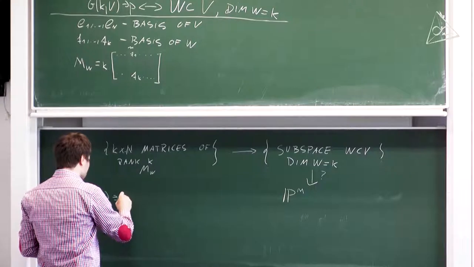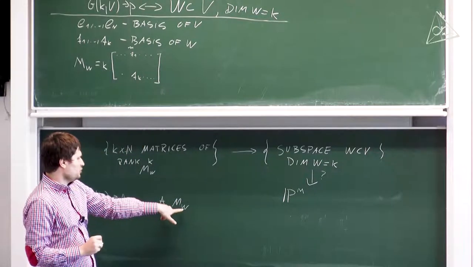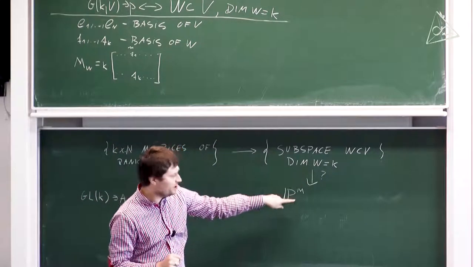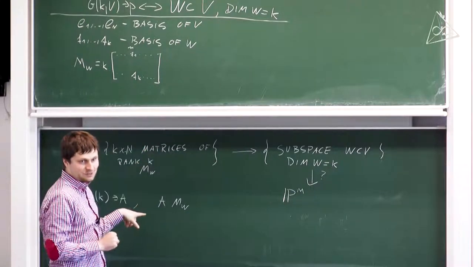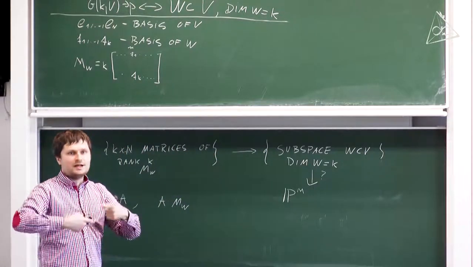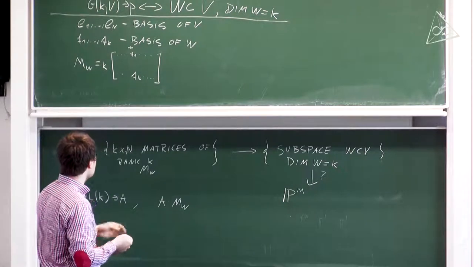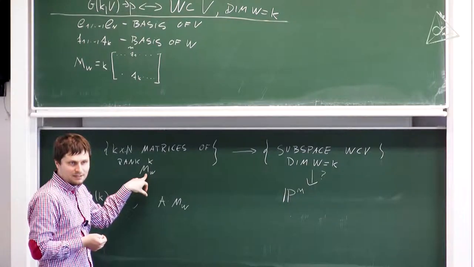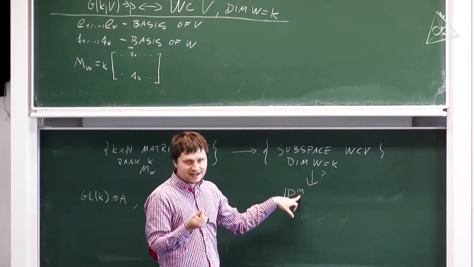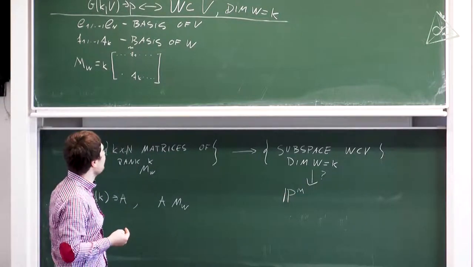If I take an element here, let's say A, then if I take A times M_W, this changes the basis of W, but it doesn't change the space W. In other words, whatever this map here is, it needs to be invariant with respect to this action. So whatever functions we define here, they need to not see the fact that I changed the rows of the matrix M_W. So now comes a question for you. We are given a k by n matrix M_W, and we want to construct as many functions as possible to get a map into the projective space, but such functions that will not change, or at least up to scalar will not change, under arbitrary linear row operations.